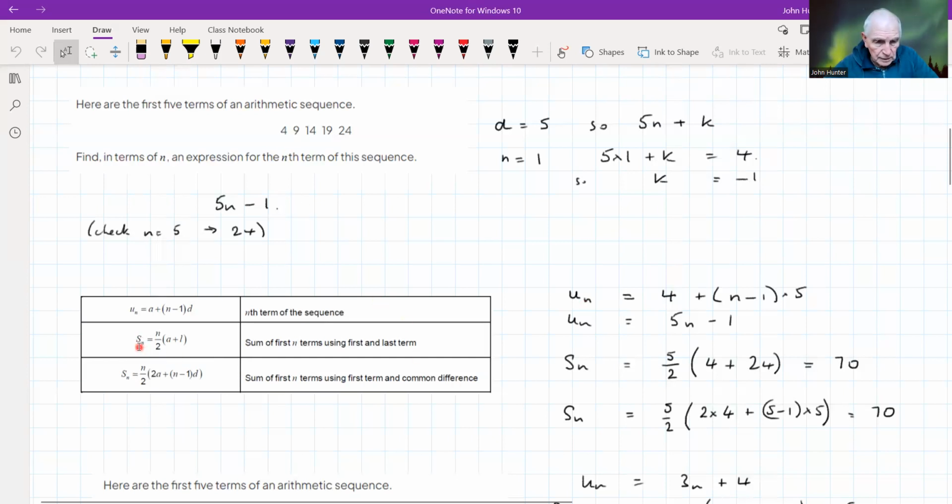So the first formula basically says the sum of the first n terms, we can use the first and last term. So we take the number of terms that we're interested in, divided by 2, times the first term plus the last term. Let's just do it for this sequence we've got. So the sum is going to be equal to the 5 terms divided by 2. The first term is 4, you can see from here, and the last term is 24, that's up here. So just work that through, and that gives you 70.